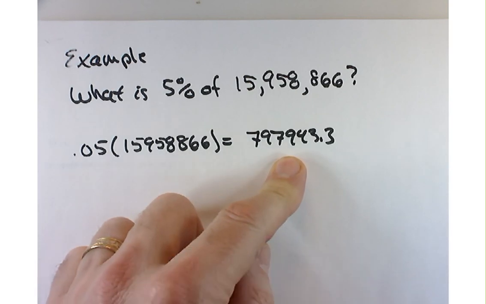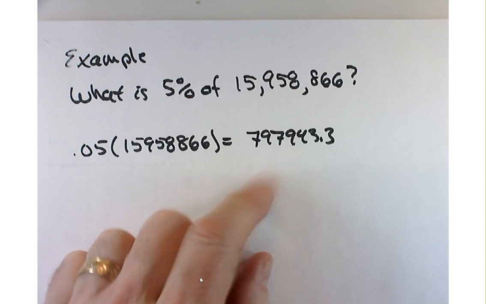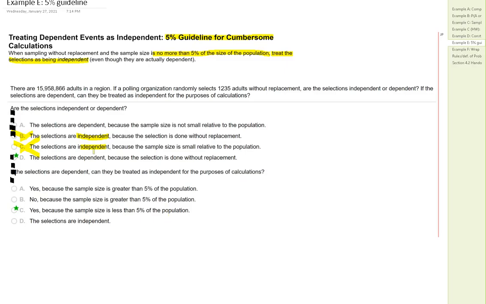Now, let's answer the questions here then. Are the selections independent or dependent? The selections are dependent because the selection is done without replacement. That has nothing to do with the sample size. They're just dependent. When you select without replacement, they're dependent. So we'll go with that.